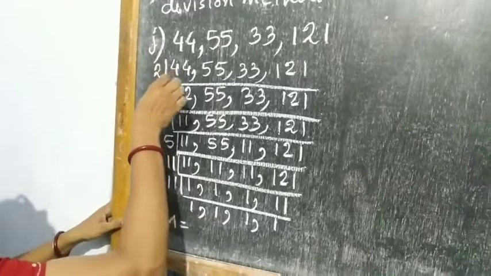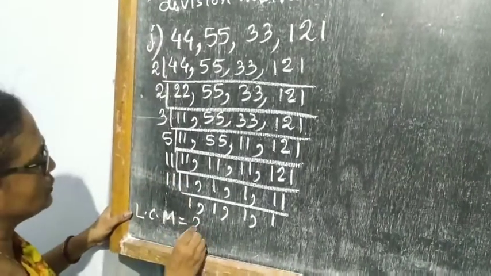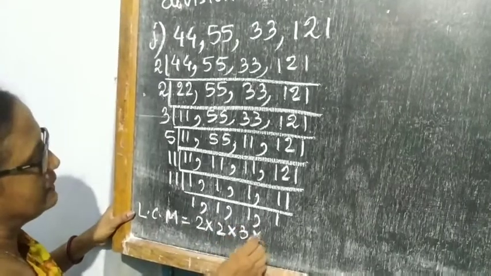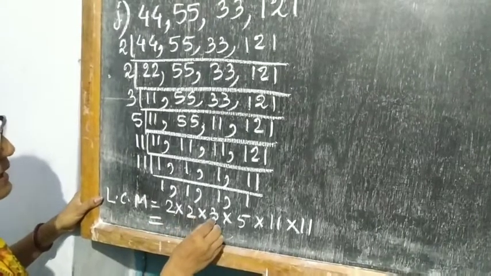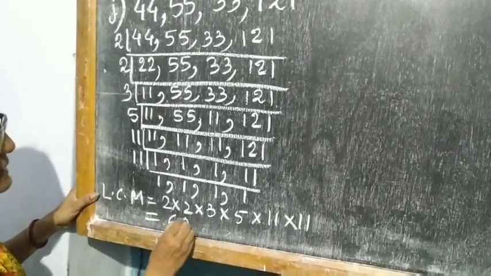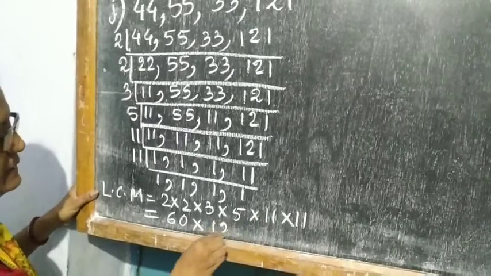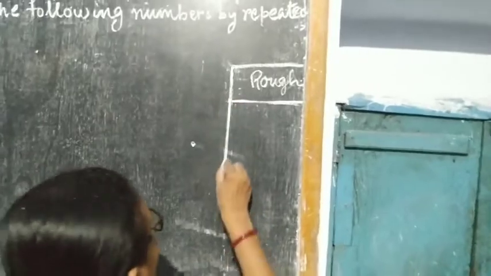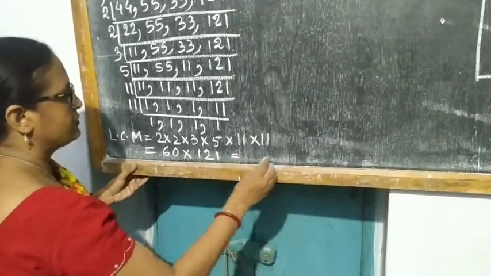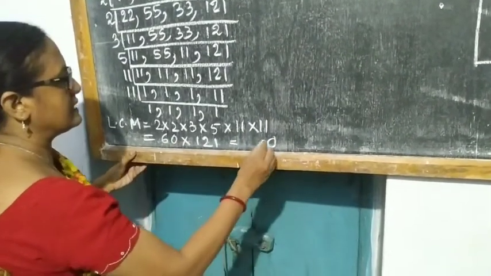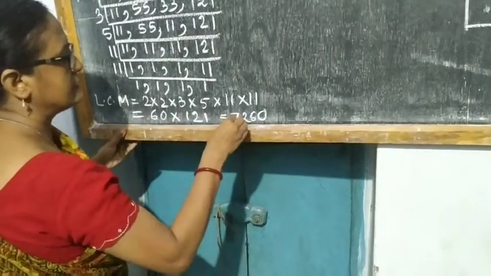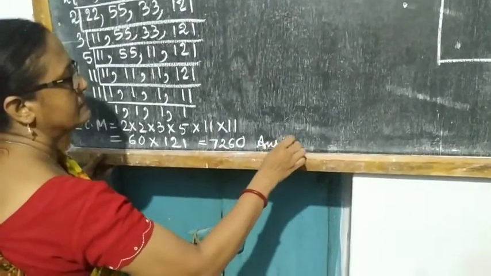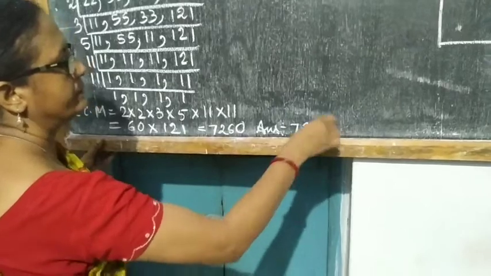So LCM equal to, you have to take the product of the prime factors, 2 into 2 into 3 into 5 into 11 into 11. So 2 twos are 4, 4 threes are 12, 12 fives are 60, into 11 into 11, 121. So now multiply them. Also verbally you can multiply them, children. First 0, put 0, 6 ones are 6, 6 twos are 12, carrying 1, 6 ones are 6, 7. So answer 7,260.